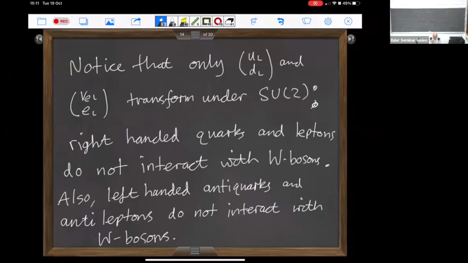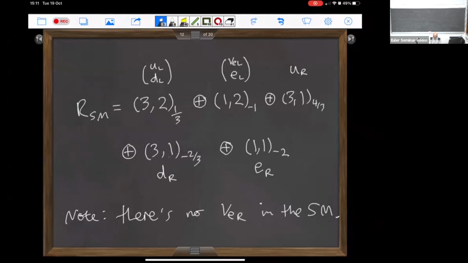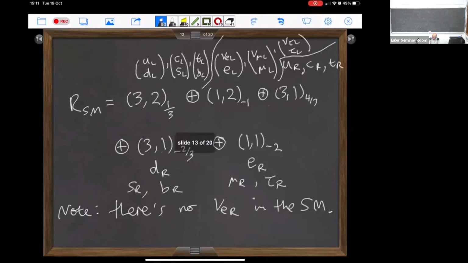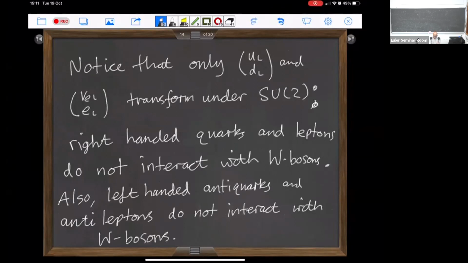Now, in the first family, the only representations where the SU2 transformations are non-trivial are these ones and these ones, which means that only these left-handed fermions and their antiparticles interact with W bosons. So right-handed quarks and leptons do not interact with W bosons. And the antiparticle statement to that is that left-handed antiquarks and left-handed antileptons do not interact with W bosons.